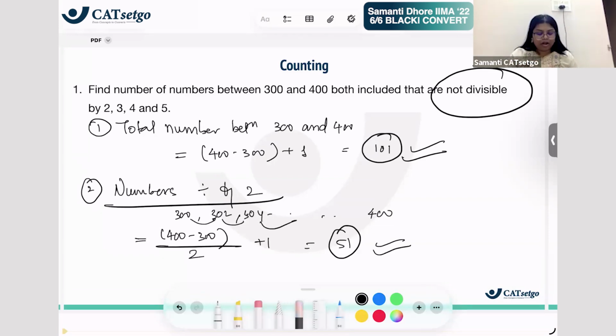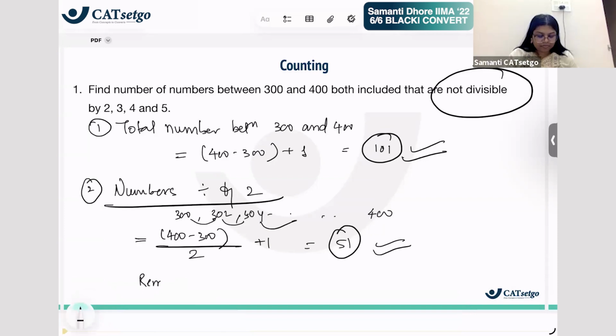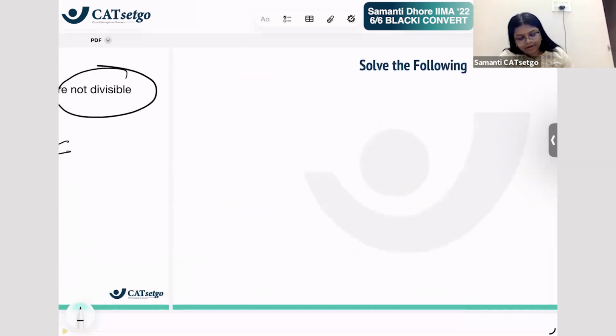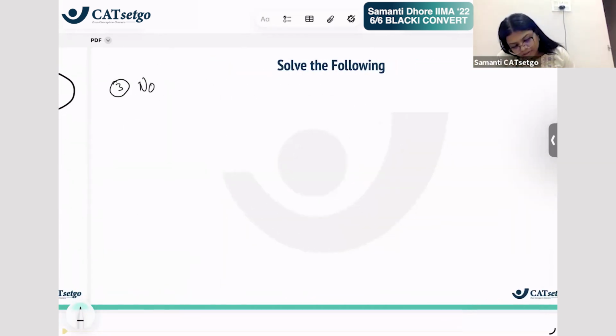And the remaining are how many? 101 minus 51, which are 50. So we have only 50 numbers that I'm going to consider so far. These are the numbers that are not divisible by 2. Now I have to find the numbers that are not divisible by 3 also. So let me find numbers that are divisible by 3.